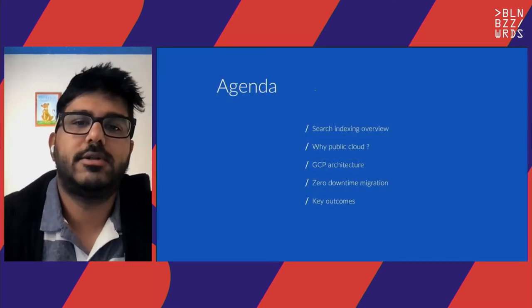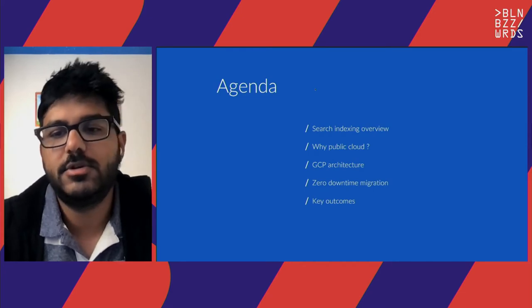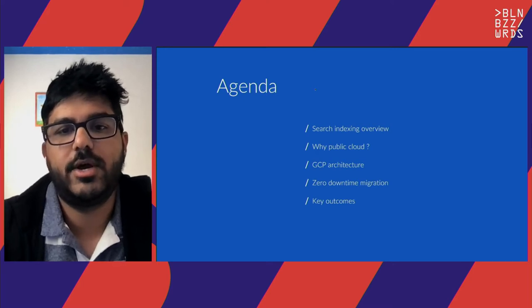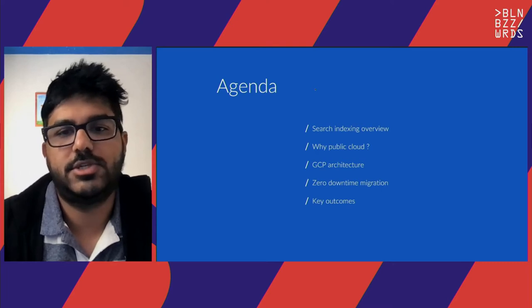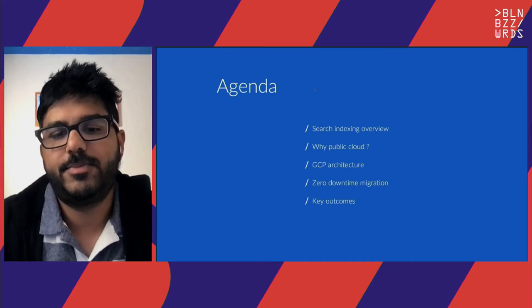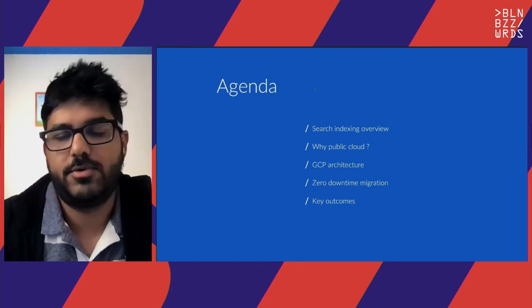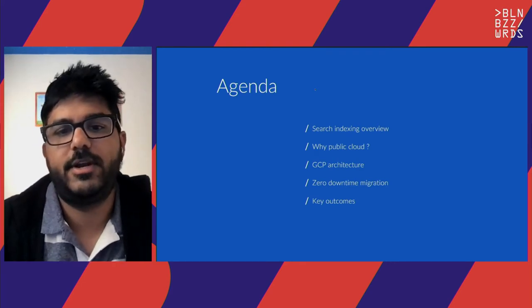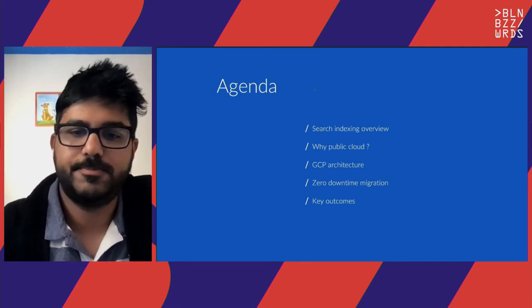So today I'll talk about search indexing for Box Search at a high level, some of the pain points of the existing infrastructure and why we chose to move to the public cloud. Then I'll go into the actual GCP architecture to see what the new indexing pipeline looks like. Spend some time talking about how to perform a migration from on-prem, without downtime to customers, and finally some outcomes of actually doing this migration to see what the benefits were.